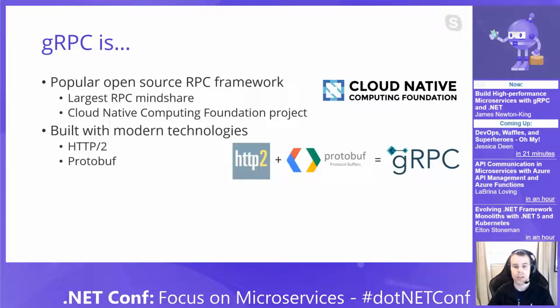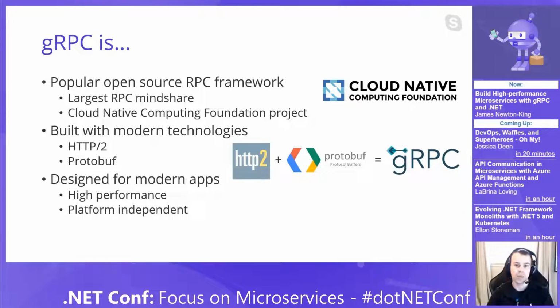gRPC is not new. It was open sourced in 2015, but it's built with modern technologies. It's a union of HTTP2 and protobuf. We'll talk more about the benefits of those technologies throughout this talk. gRPC is designed for modern apps, particularly microservices. It is very high performance and it is platform independent.